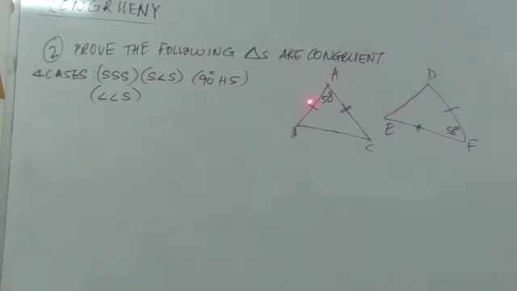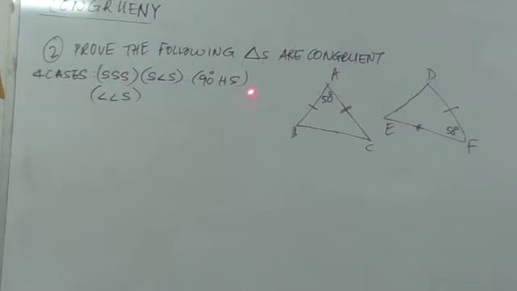Look carefully. You've got AB marked with one stroke. You've got DF marked with one stroke. So those two sides are equal. Then you've got angle A 50 degrees. You've got angle F 50 degrees. So these two angles are equal. Then you've got AC marked with two strokes, and EF marked with two strokes. That means AC is equal to EF.